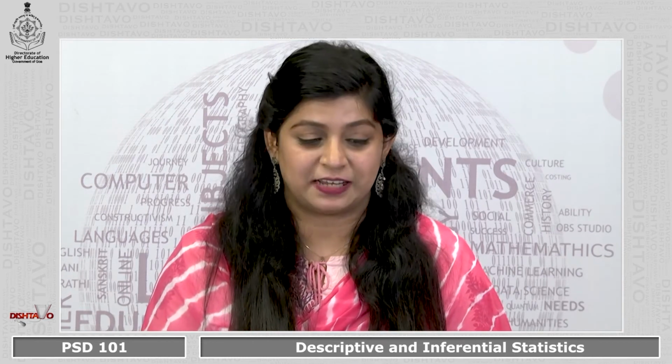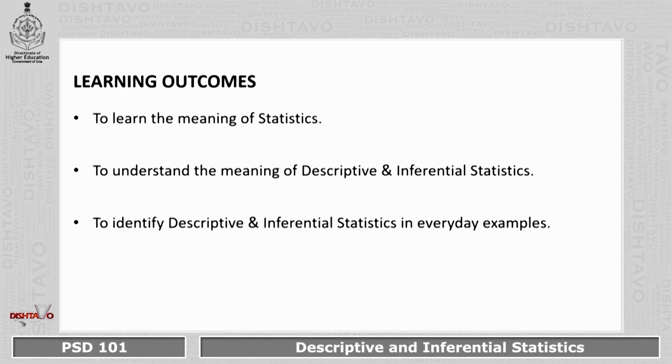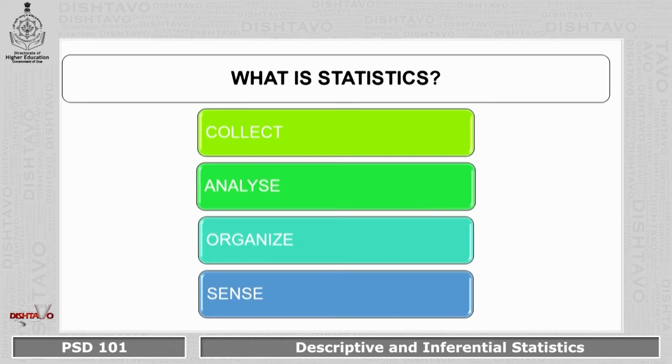The outline of this lecture: we will first learn the meaning of statistics, what is descriptive and inferential statistics, and how descriptive and inferential statistics can be used in day-to-day examples. Our learning outcomes are to learn the meaning of statistics, clearly understand the meaning of descriptive and inferential statistics, and finally, in our day-to-day examples, be able to identify descriptive and inferential statistics.